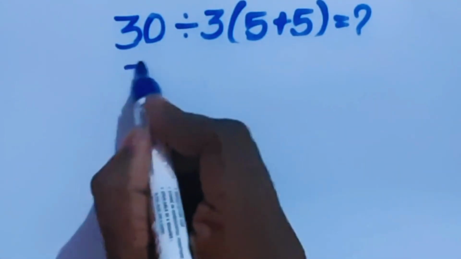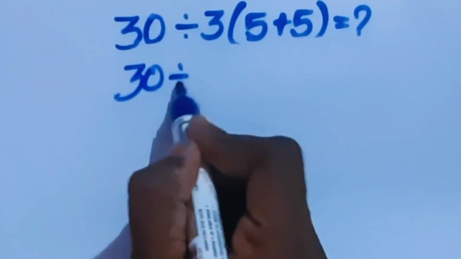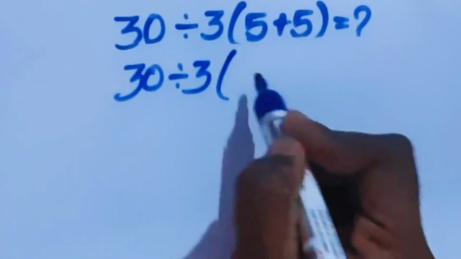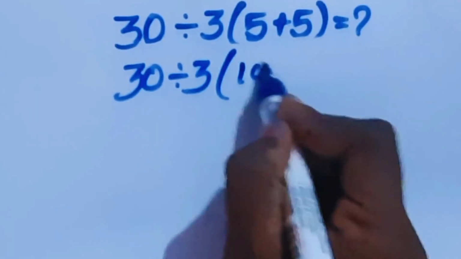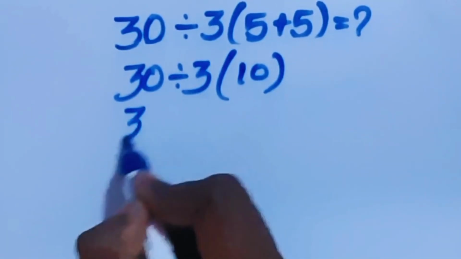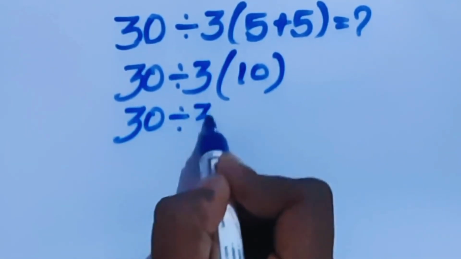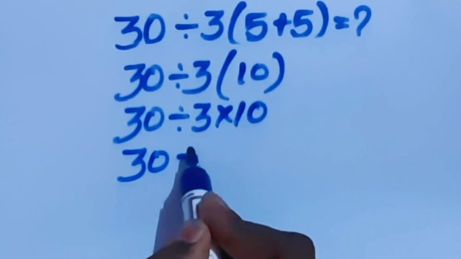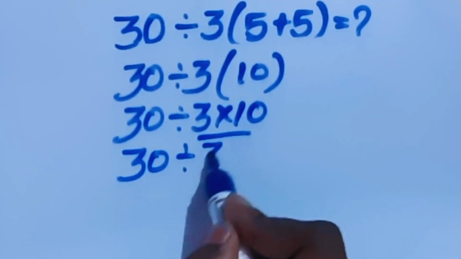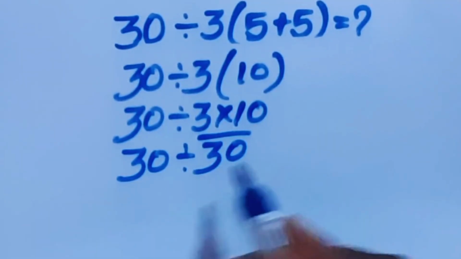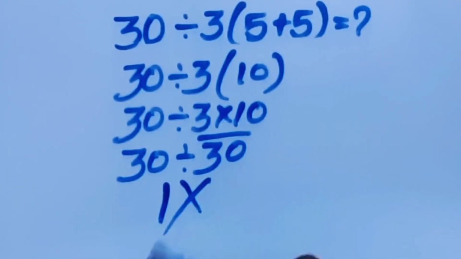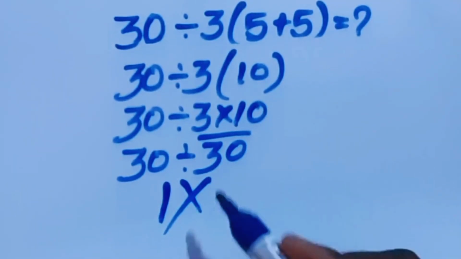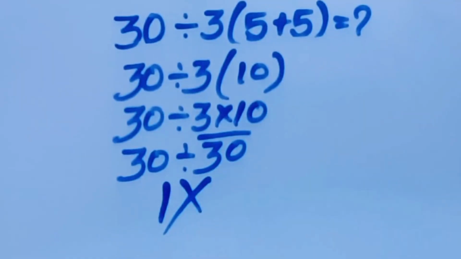Hi guys. Here, 30 divided by 3 is 10. Now 30 divided by 3 times 10: here, 30 divided by, this is 30. 30 divided by 30 is 1. This answer is wrong. As per the order of operations, answer 1 is wrong.